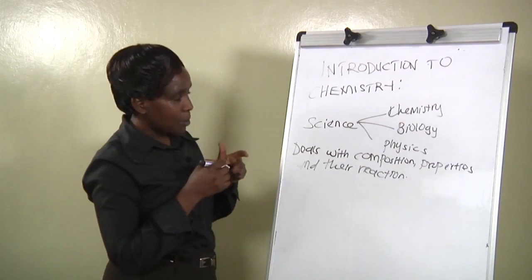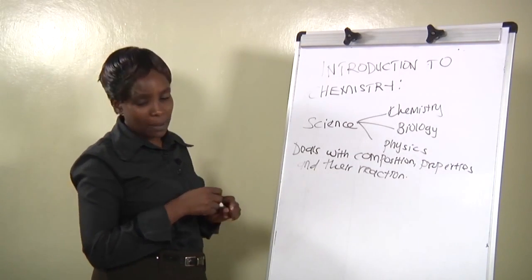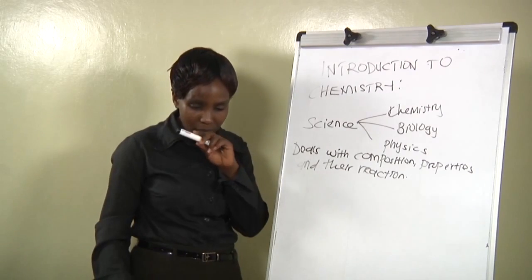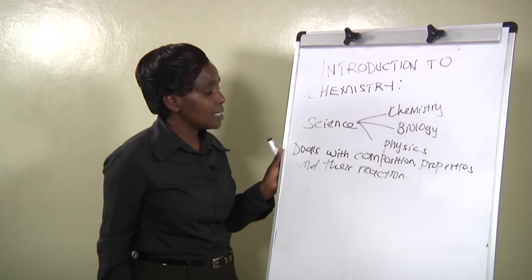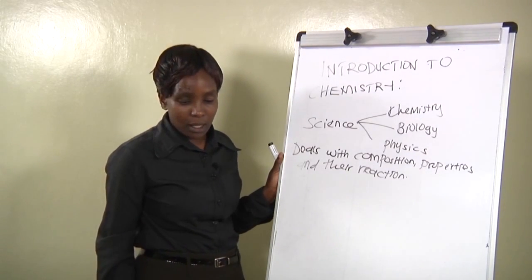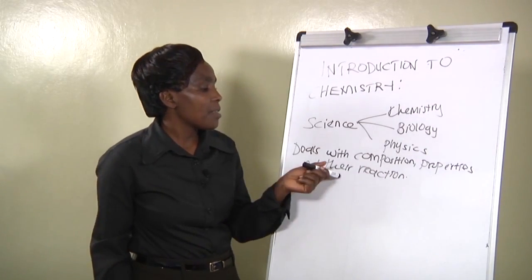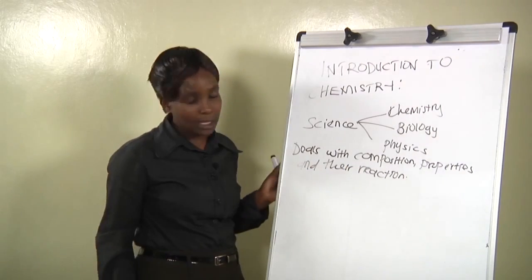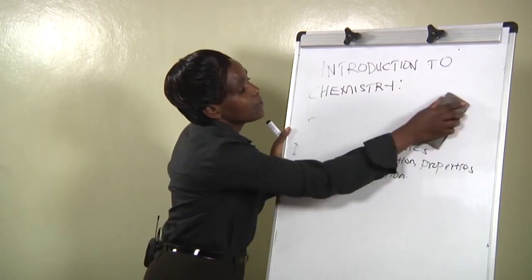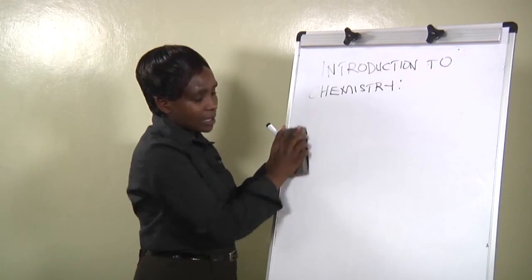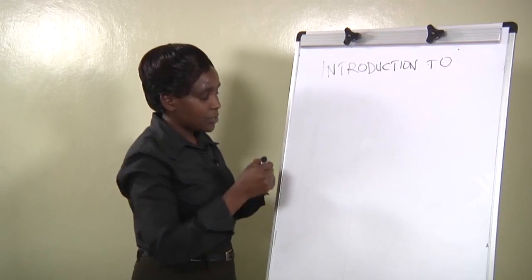So in full, we were able to give the full definition of chemistry. Chemistry is a branch of science that deals with composition, properties, and the reaction of substances. So that's the definition we gave last time. Then we looked at drugs and drug abuse.